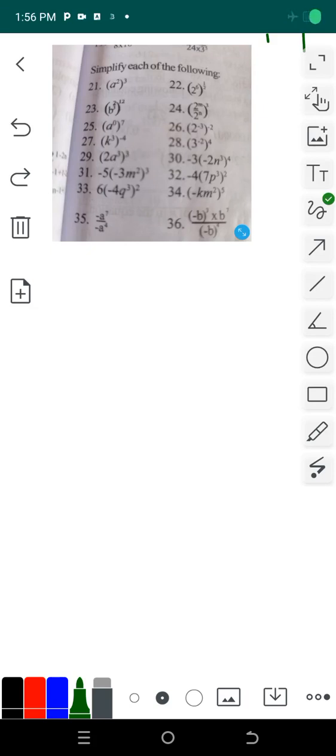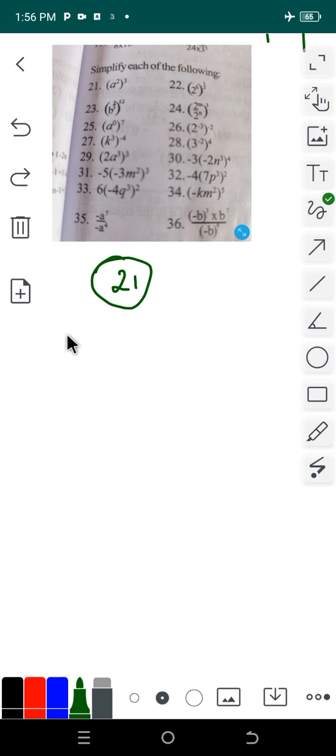Hello, we'll be solving essential mathematics textbook for senior secondary schools. And today we are considering exercise 3B from question 21 to 35. So we'll be considering number 21 first. So let's have 21 as a question.